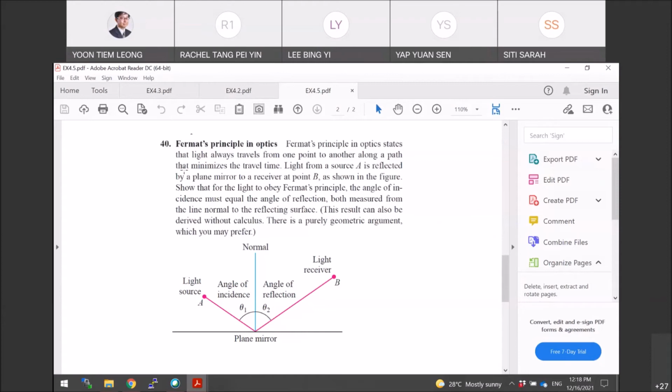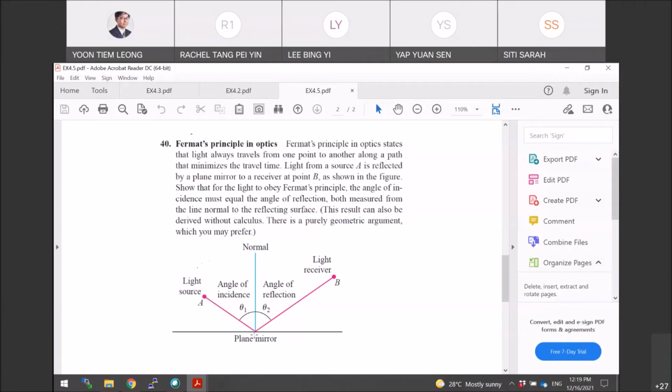So here you have a question where you have to show the time. So you have to write down equations that describe the time. You also have to translate this question into mathematical form. So how are we going to do that? Let us try to understand it. So first of all, imagine you have a light source A.